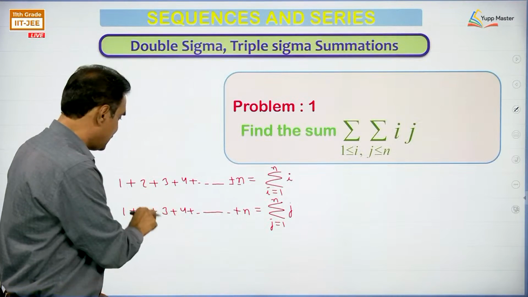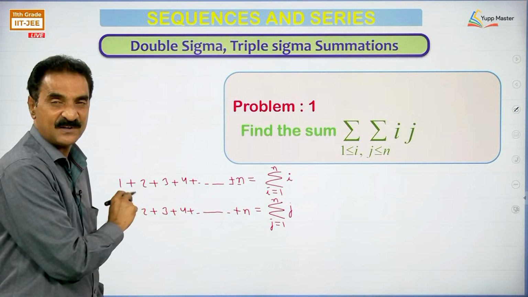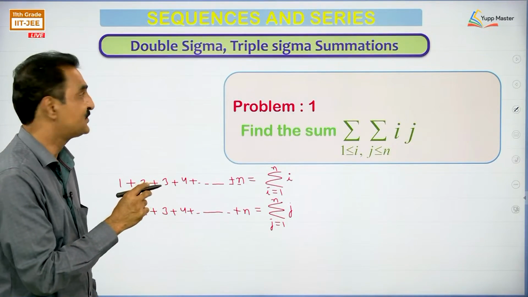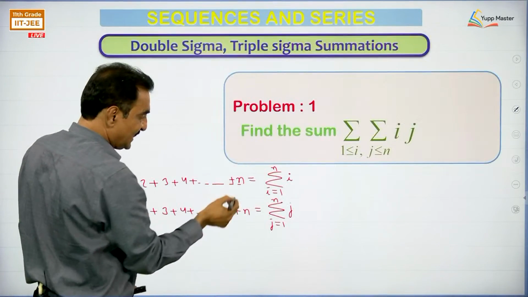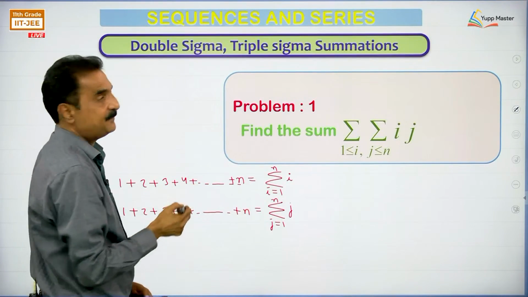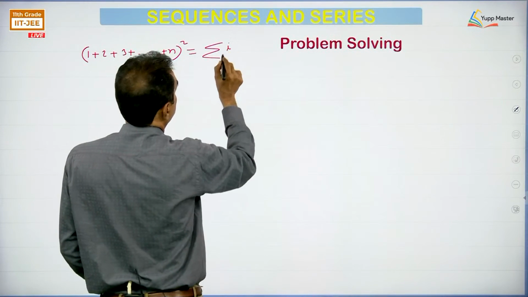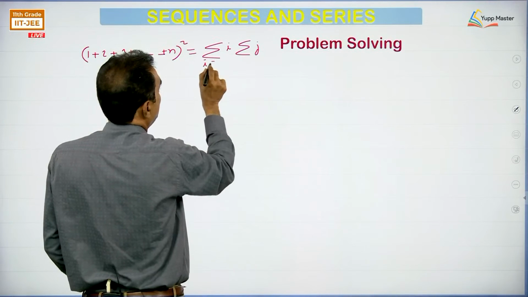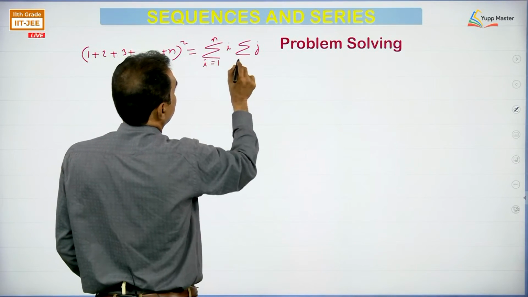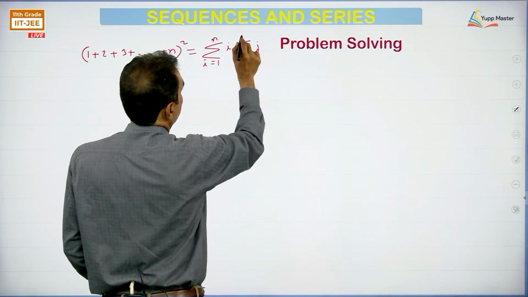If you multiply this and this, both are same, no? So we can write 1 plus 2 plus 3 and so on up to n whole square is equal to sigma of i into sigma of j. In each sigma we have to write limits 1 to n, j varies from 1 to n. Alright.